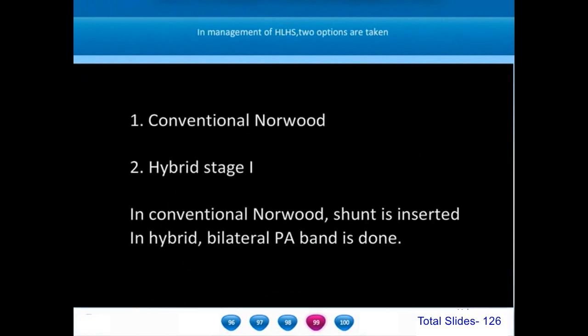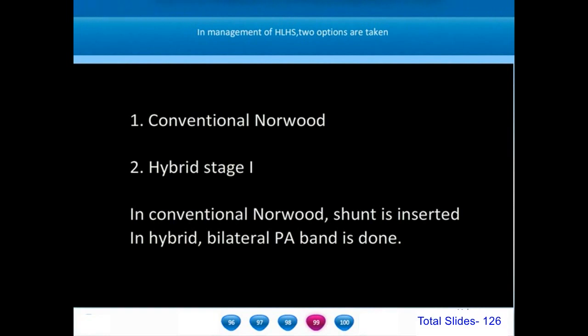In the management of hypoplastic left heart syndrome in a newborn, there are two basic therapeutic options. One will be a conventional Norwood stage 1 surgery. The second will be the hybrid stage 1 palliation. In a conventional Norwood surgery, the main pulmonary artery will be anastomosed to the undersurface of the aortic arch, thereby giving the right ventricular cardiac output through the pulmonary artery into the arch of aorta.